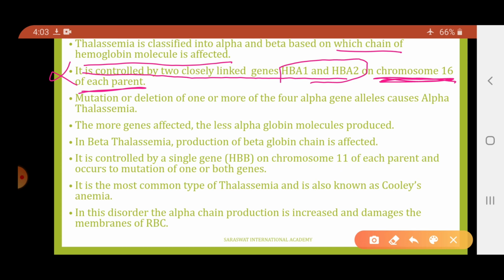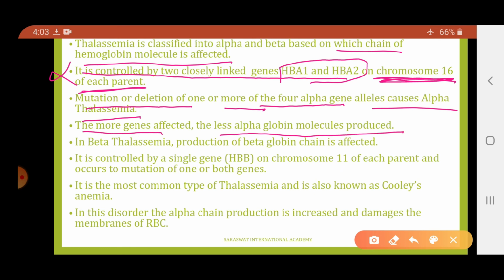Now if mutation occurs, two genes are present in each parent. So how many will the offspring have in total? 4. So mutation or deletion in one or more of the 4 alpha genes causes alpha thalassemia. So how many genes in total? HbA1 is 2, HbA2 is also 2. So total 4. If mutation occurs in even one of these 4 or in more of them, there will be alpha thalassemia. That is, the more genes affected, the fewer alpha globin chains are produced.